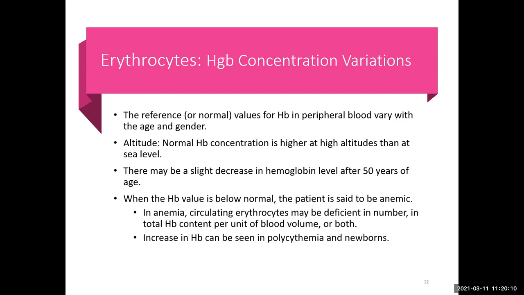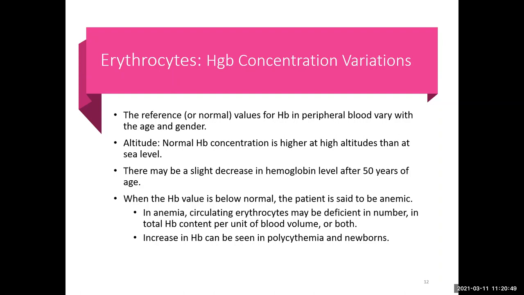And this is one of those things that goes back to the QC lesson that was covered several weeks back, referring to developing normal reference ranges for your population. Different areas have different populations, so the reference ranges have to be studied and adjusted for that particular area. And as people get older, you can start seeing a slight decrease in hemoglobin levels, especially after age 50.